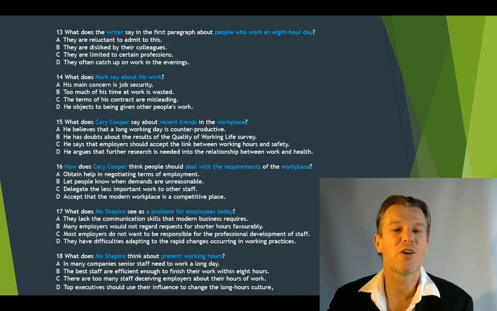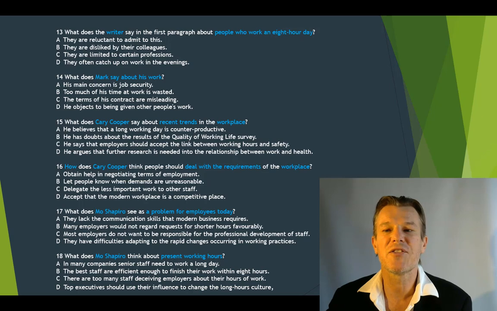So Mark, we go to paragraph 2 and we scan for Mark. When we find Mark, we look for synonyms for say about his work. Question 15, we've got another name, Carrie Cooper. So we would scan for the name Carrie Cooper in paragraph 3, and then look for synonyms about recent trends and workplace. Question 16, we've got Carrie Cooper again. Careful with the key word how, all right? And then deal with the requirements and workplace. These are the key words.